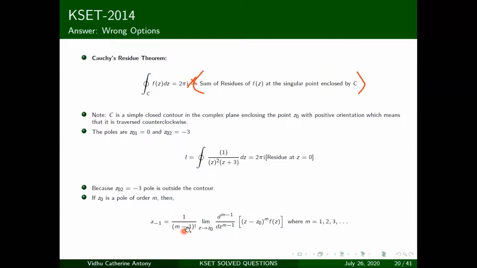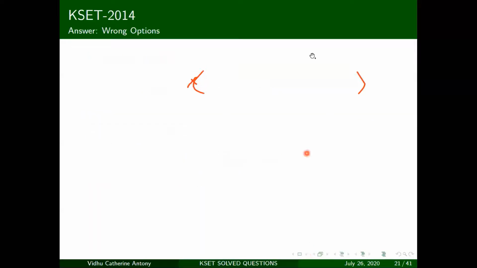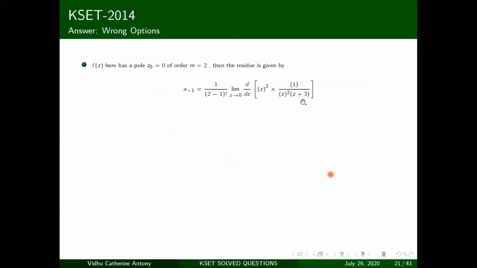Basically, you have 1 divided by (m minus 1) factorial, the limit as z tends to z0 of d^(m-1) divided by dz^(m-1). That's one order less than the order of the pole. You multiply by (z minus z0) whole squared; here it's z squared times f(z). The z squares cancel out, and then you evaluate the derivative. After simplifying the whole thing, you end up getting -1/9. So you got the residue at z equals 0.